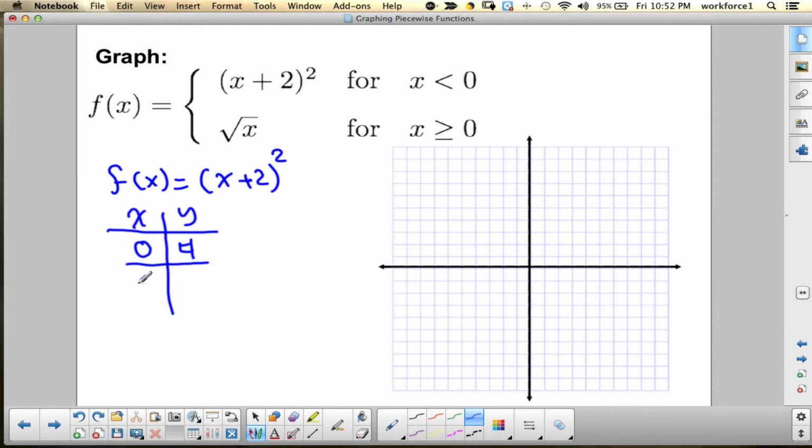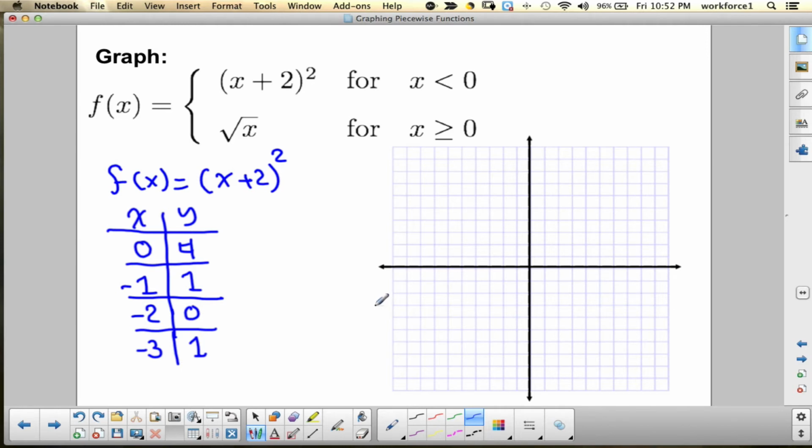If x is equal to negative 1, negative 1 plus 2 is 1, to the second is still 1. Negative 2, negative 2 plus 2 is 0, to the second power is 0. Negative 3 plus 2 is negative 1, but once we square it, we get 1.